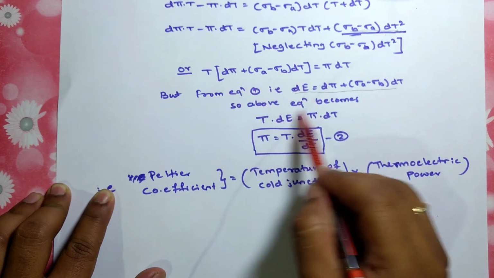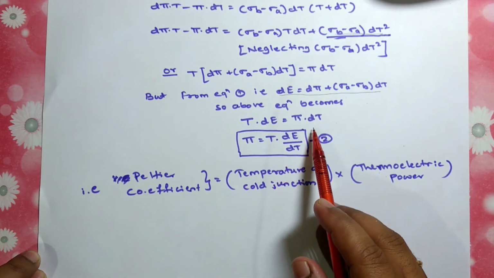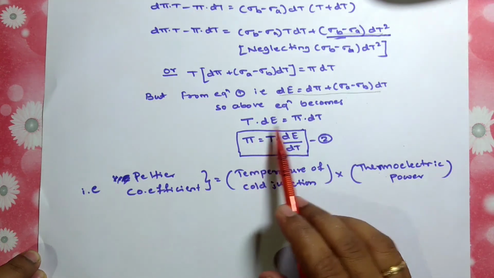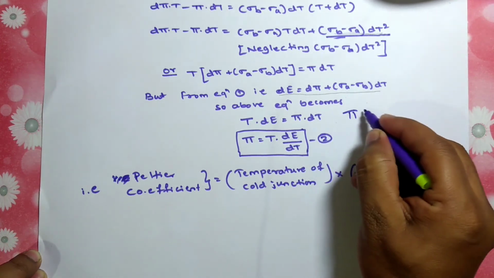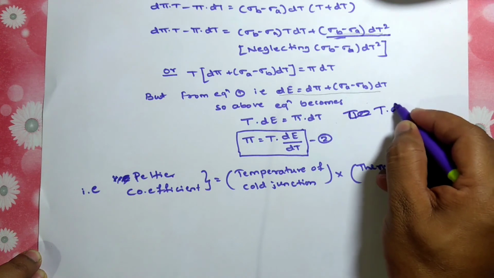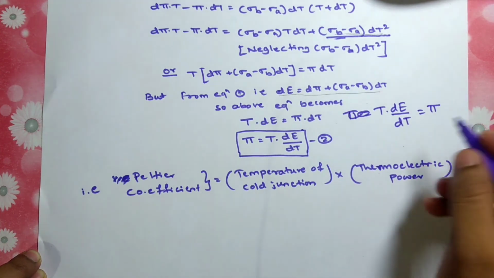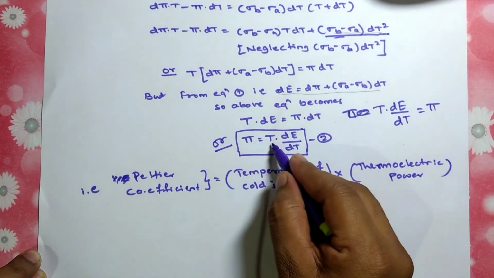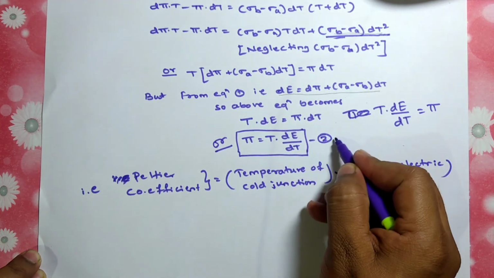So the above equation becomes T into dE is equal to pi dt. Now if I take dt to the left side, I can write it as T into dE divided by dt is equal to pi. Even I can rewrite this equation as pi is equal to T into dE divided by dt. This is equation number 2.